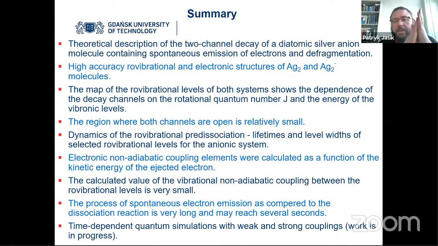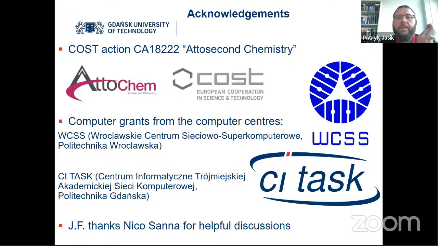And we are working on codes which will allow us to do time-dependent quantum simulations with weak and strong couplings.